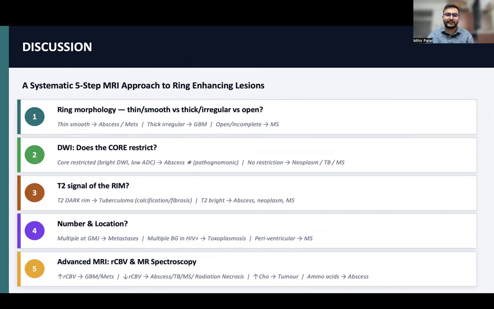DWI: does the core restrict? Core restriction is seen in case of abscess. No restriction can be seen in neoplasm, TB, MS. T2 dark rim is seen in case of tuberculomas due to calcification and fibrosis. T2 bright is seen in case of abscess, neoplasm, and MS.